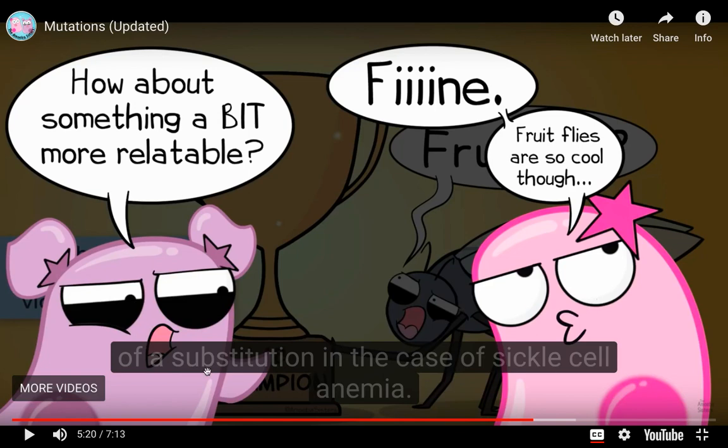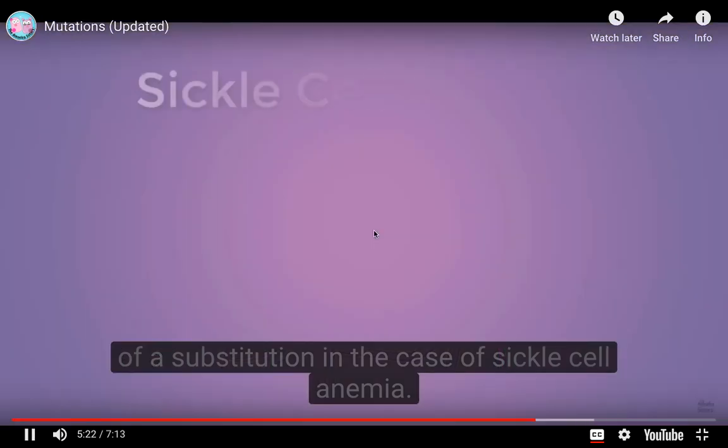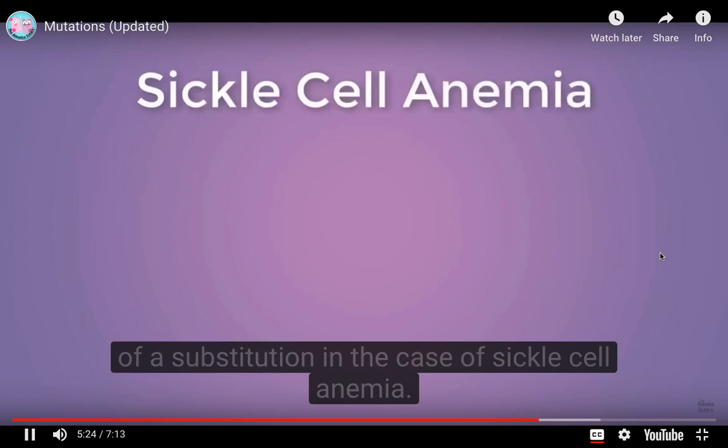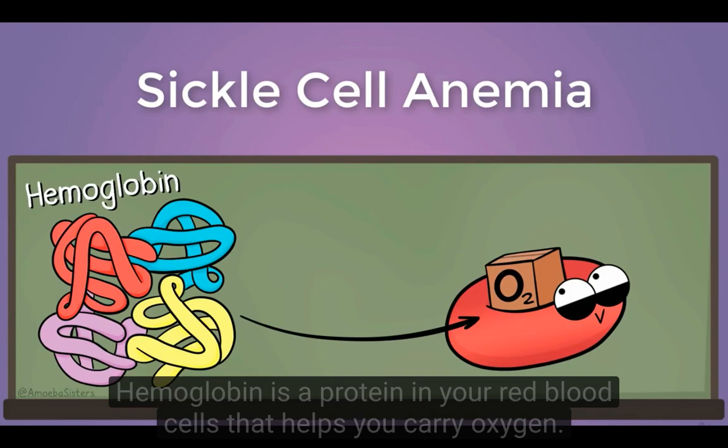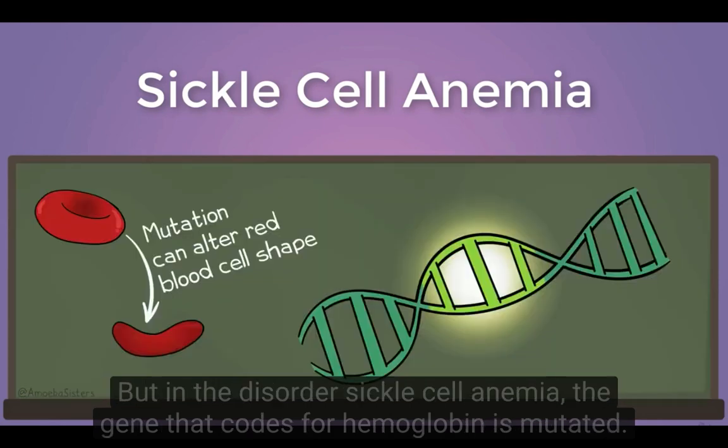All right, so now we're going to look at a specific mutation that causes a disease called sickle cell anemia. Substitution in the case of sickle cell anemia. First, a little background. Hemoglobin is a protein in your red blood cells that helps you carry oxygen. But in the disorder sickle cell anemia, the gene that codes for hemoglobin is mutated.